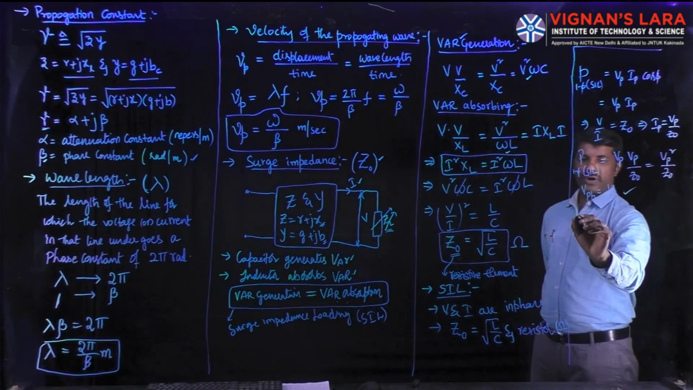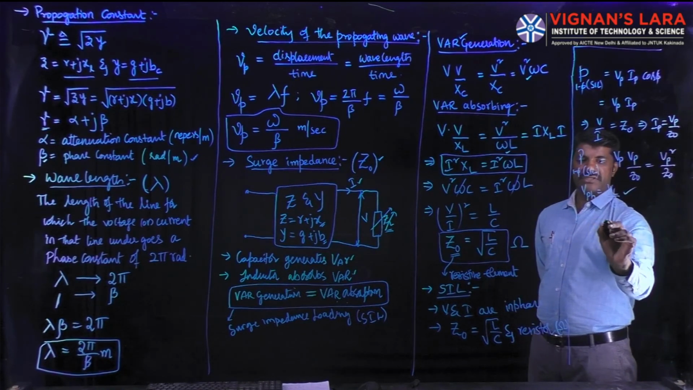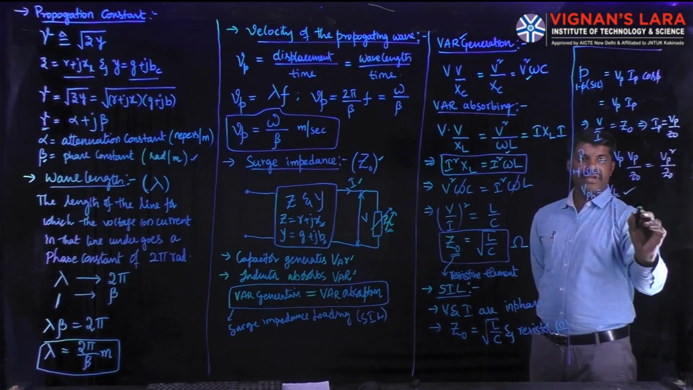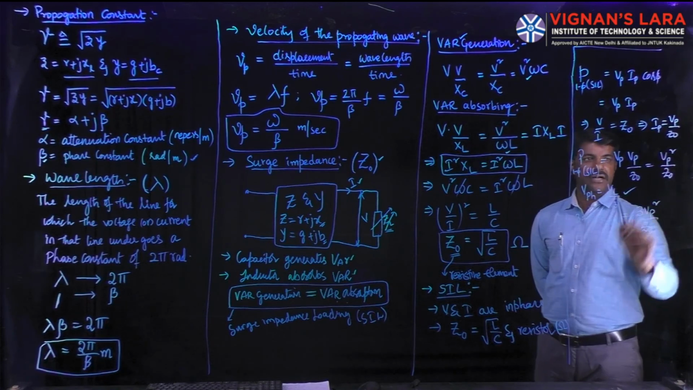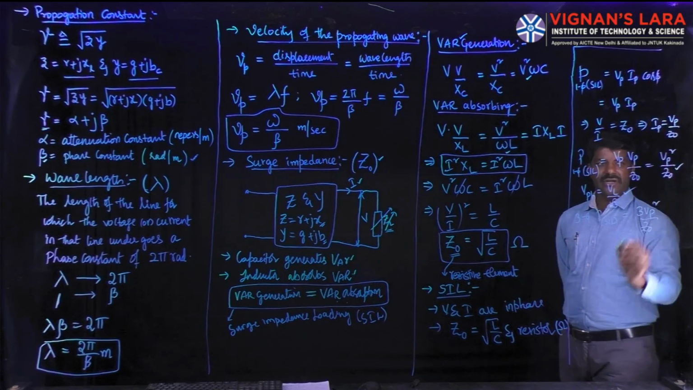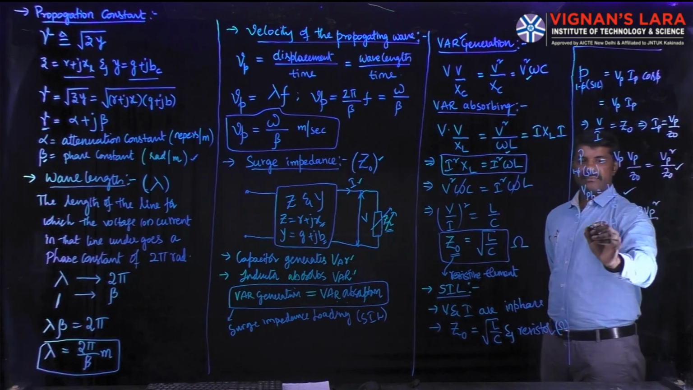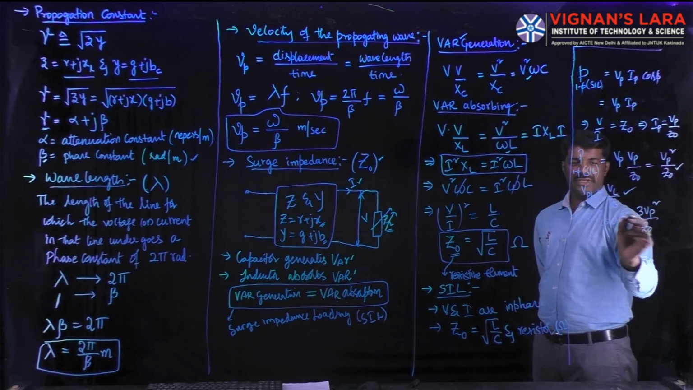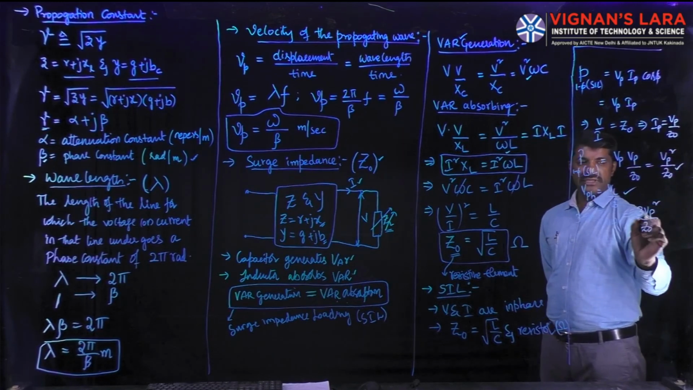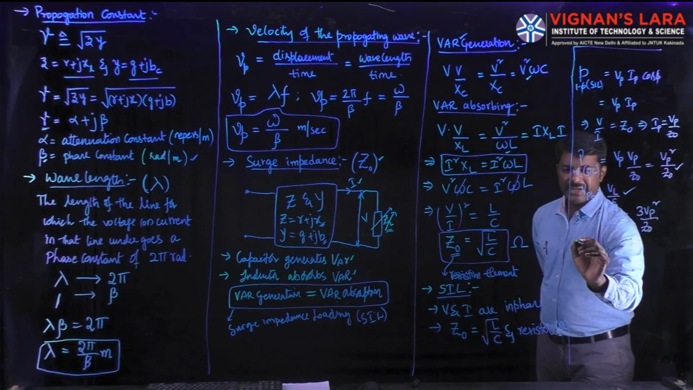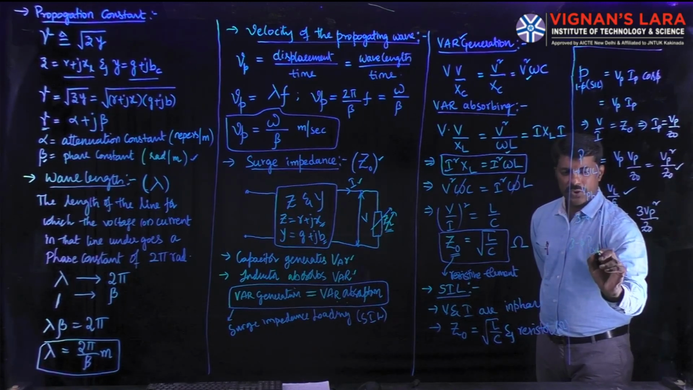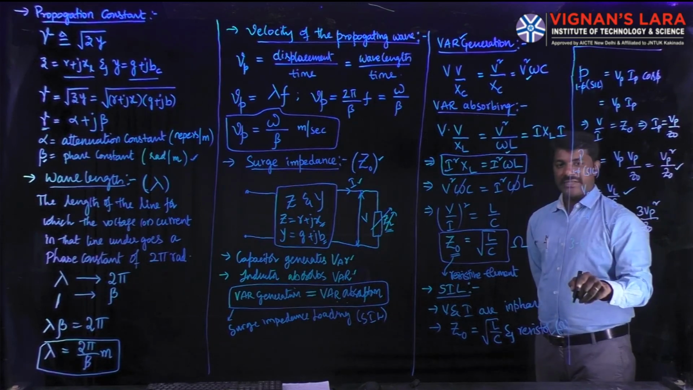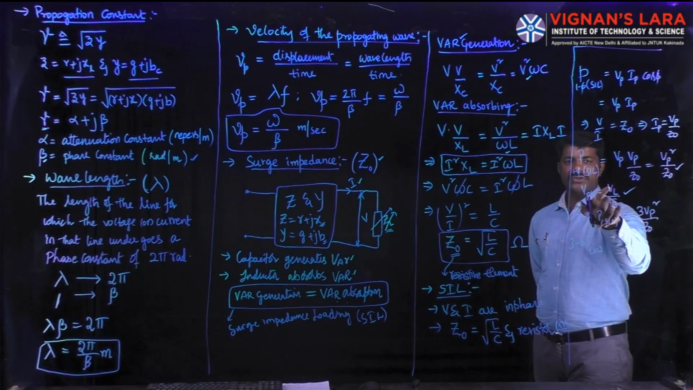If you want to go for 3-phase power with the surge impedance loading, then we can write this as 3 V phase square by Z0, because this is per phase power. If you know the per phase power, being a symmetrical system, we will multiply it with 3, then we will get the 3-phase power, 3 Vp square by Z0. My intention is I want to write this 3-phase power under surge impedance loading with line voltages. Then convert this phase voltage to line voltage.